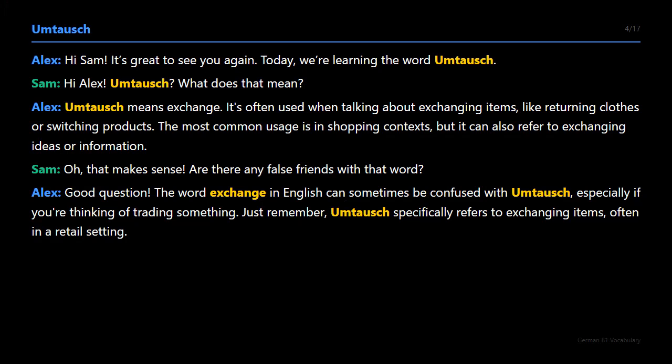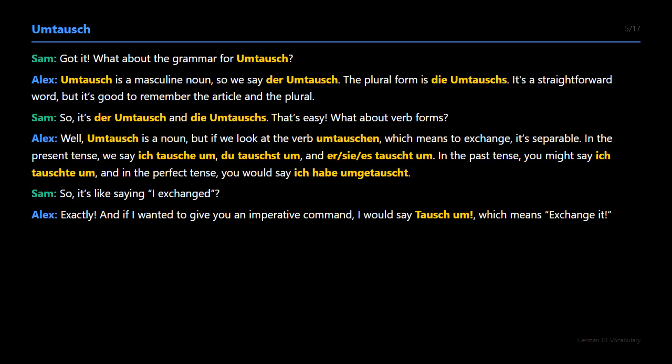Good question. The word exchange in English can sometimes be confused with Umtausch, especially if you're thinking of trading something. Just remember, Umtausch specifically refers to exchanging items, often in a retail setting. Got it. What about the grammar for Umtausch?